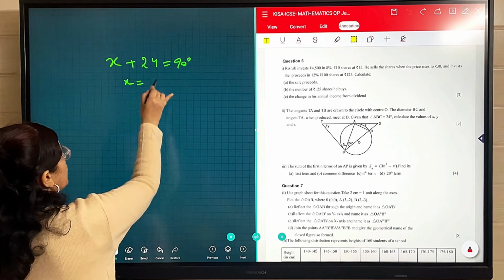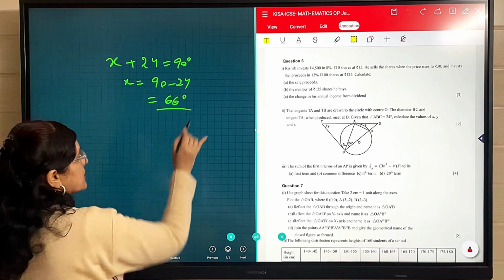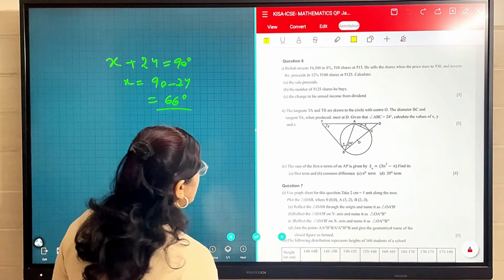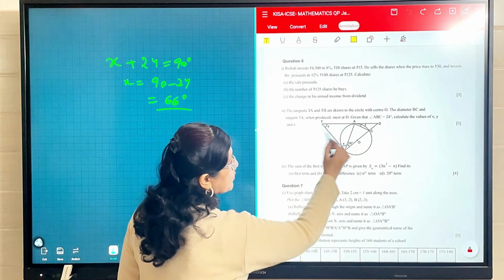It means what is the value of X? It is 90 minus 24, which means 66 degrees is the value of X. Now for Y we have to take the triangle. So for the triangle we have to consider this whole figure.